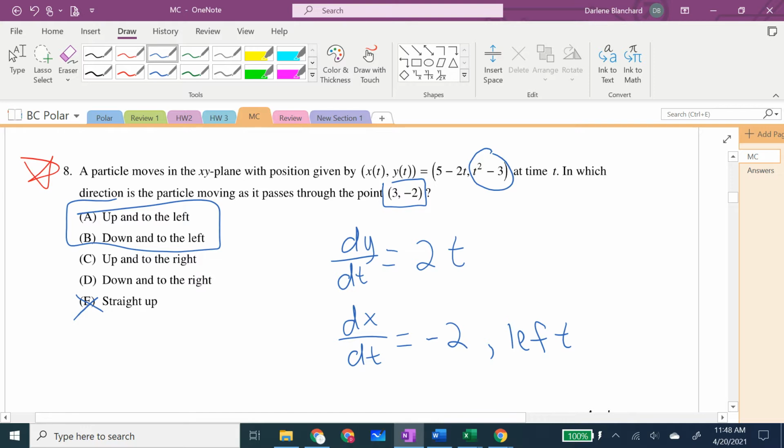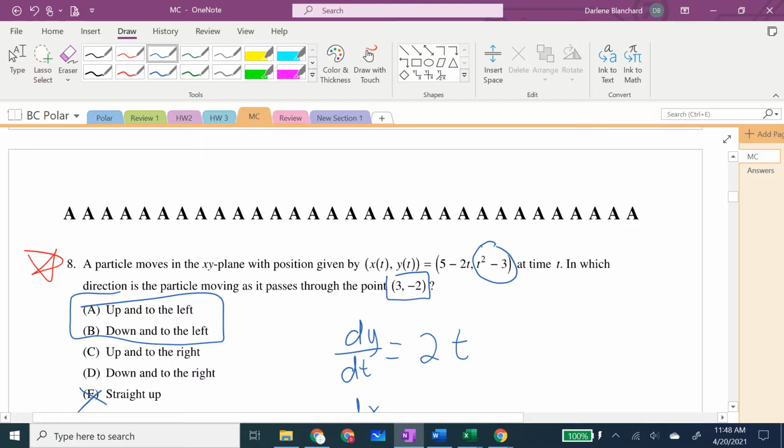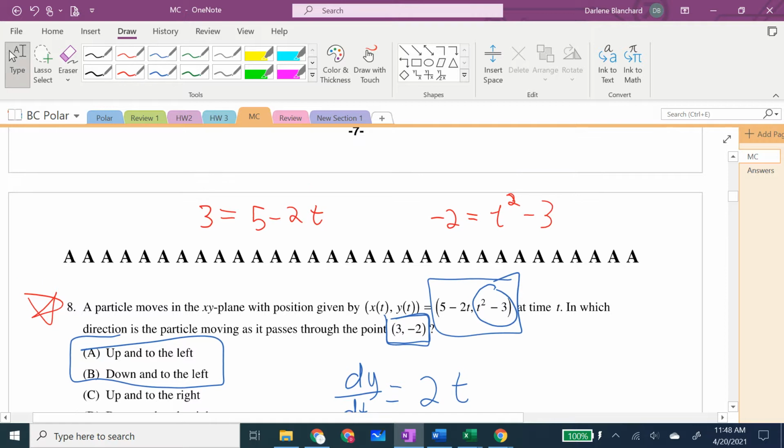So here's how you do figure out the time. You have an x-y pair of points, set them equal to this, and figure out which equation is going to be easier to solve. So the x coordinate 3 is equal to 5 minus 2t. You could also do the y coordinate: -2 is equal to t squared minus 3. The linear one will most likely be easier to solve, but it's your choice.